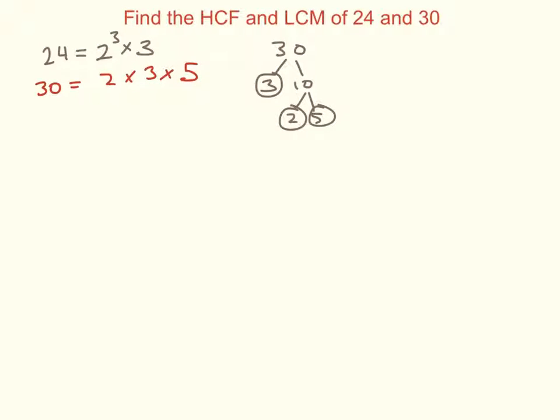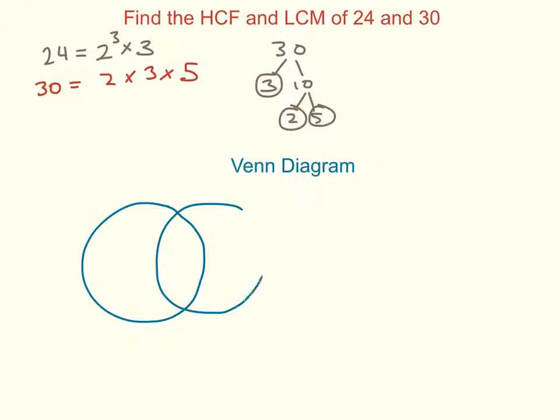Now what we're going to do is use a Venn diagram to display these prime factors. One circle is going to represent the prime factors of 24, and the other one is going to represent the prime factors of 30. And in the middle, we want to put any prime factors that are common, in the intersection, so the bit in the middle. So actually both of them have a 2 and a 3 in common, so we'll stick those in the middle. So this circle is going to represent the prime factors of 24.